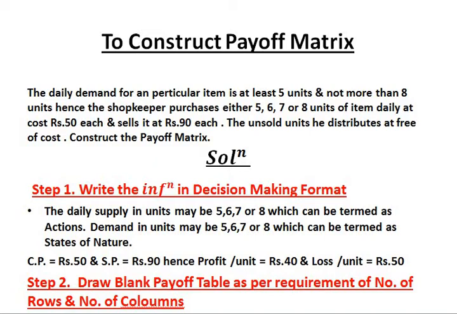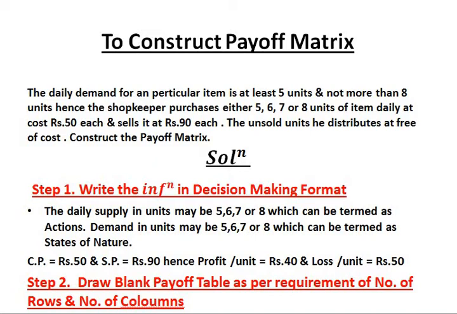Okay, so first I'll just read out the example. The daily demand for a particular item is at least 5 units and not more than 8 units. Hence, the shopkeeper purchases either 5, 6, 7 or 8 units of the item with cost 50 rupees and sells it for 90 rupees. The unsold units he distributes free of cost. Construct the payoff table. Now this is just me reading the example. Now I'll explain the meaning of this.